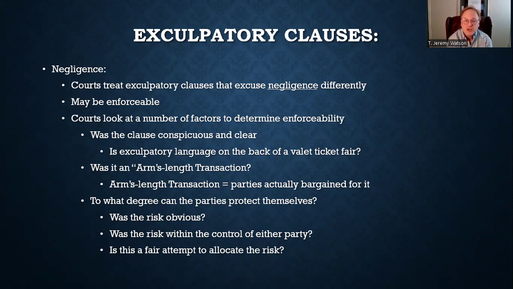One of the first things courts are going to look at is, was that exculpatory clause conspicuous and clear, right? You'll see "clear and conspicuous" language pop up a lot. What do we mean? We mean, was it something that everybody could see, or was it something hidden in the fine print on page 47 where nobody saw it, right?